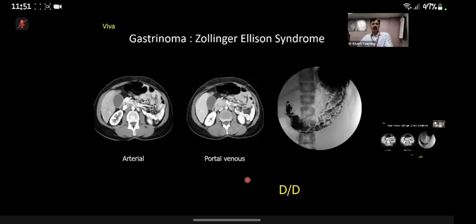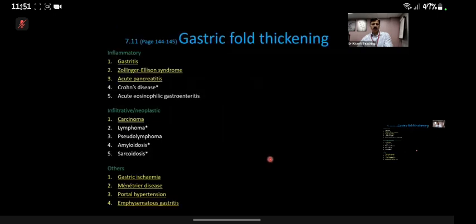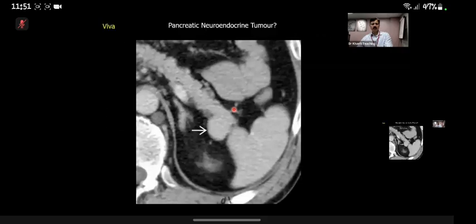Zollinger-Ellison syndrome, where there is a gastrinoma. Here it is sitting here, projecting into the duodenum. And with that, there are thickened rugal folds. This is the differential diagnosis of thickened rugal folds. I also showed you a case of Zollinger-Ellison previously.